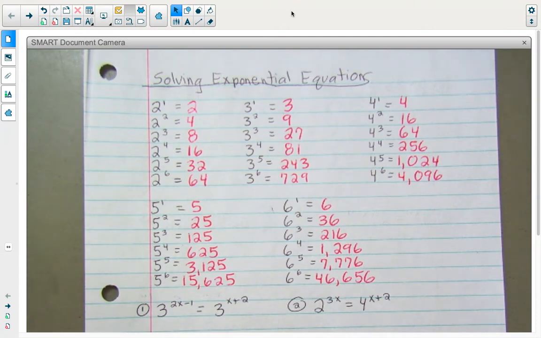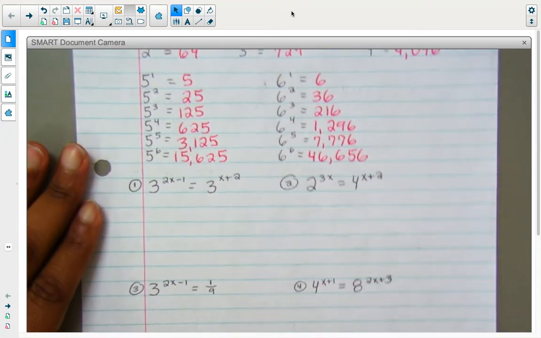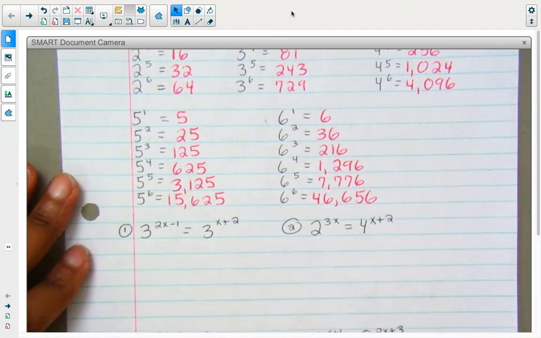So when you're solving these exponential equations or inequalities, the first couple of steps are going to be different, but then it's going to turn into something that we already know how to do, which is solving equations. So solving equations comes up a lot. So let's jump down here to number 1 and number 2.